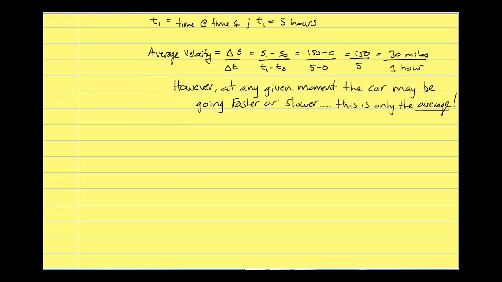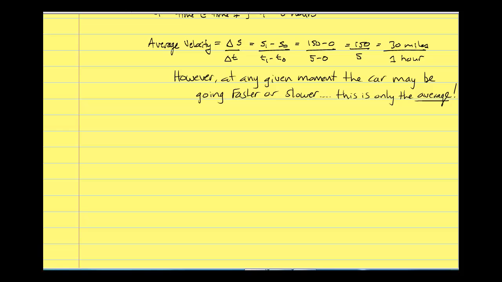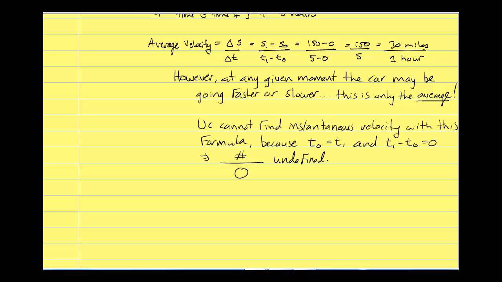Now, why can't we find an instantaneous velocity using this formula? Well, we cannot find instantaneous velocity with this formula because in order to use instantaneous velocity, my initial time and my time 1, or my final time, would have to be the same. And basically what would that mean then? T1 minus T naught, the difference would be 0, and I'd have the change in position, which is some value, over the change in time would be 0, and we know that dividing by 0 is undefined. So we cannot find instantaneous velocity using this formula.